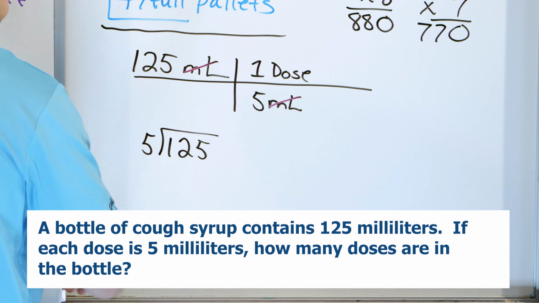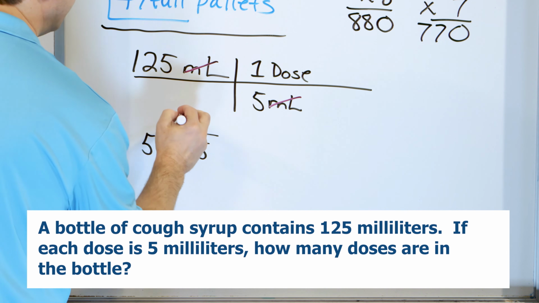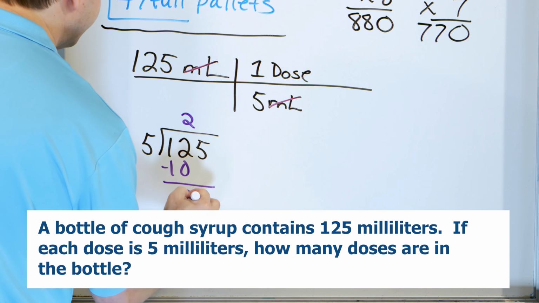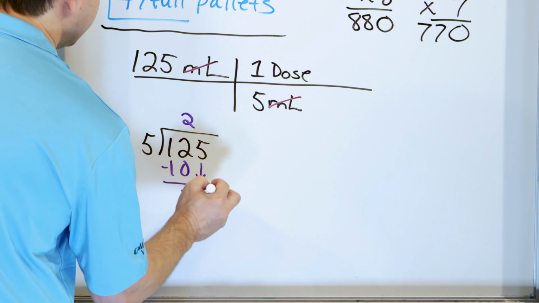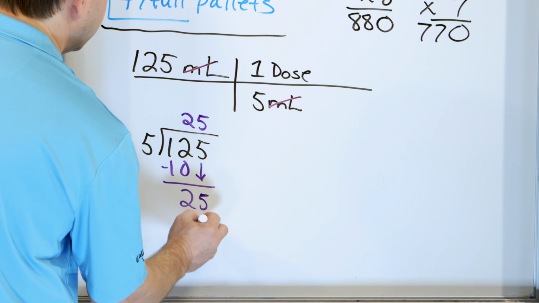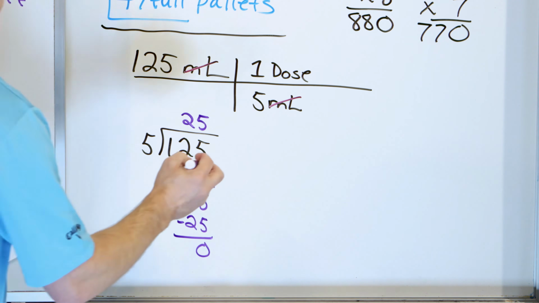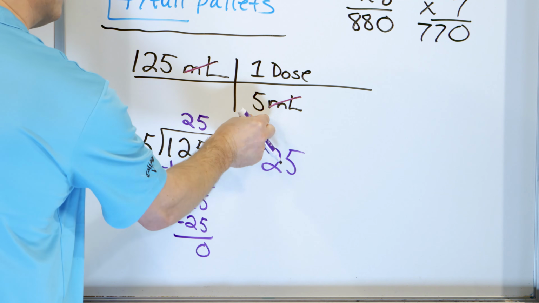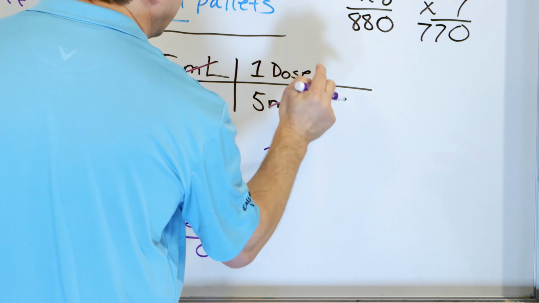So 125 divide by 5. We're trying to see how many times can it go into 12. 5 times 2 is 10. That's as close as I can get. And when you subtract, you get a 2. Drag the next digit down. You have 5 times what is 25? 5 times 5 is 25. Subtract, get a 0, and there's no other digit, so the remainder is 0. So the answer is 25. When we take this and divide, how many groupings of 5 milliliters do we have? We have 25 of these, which we call doses.